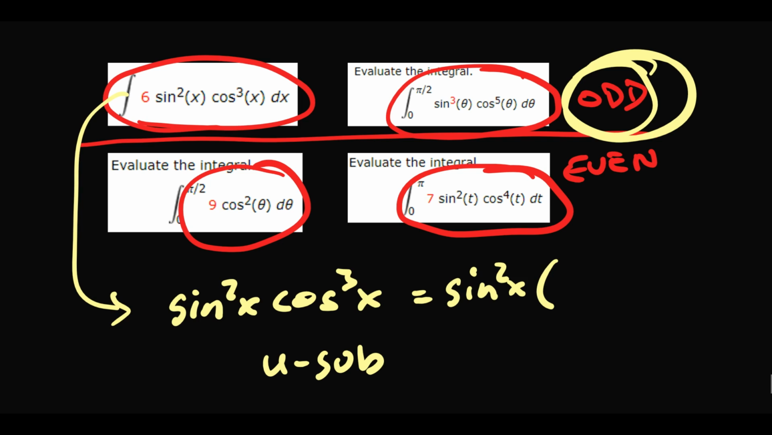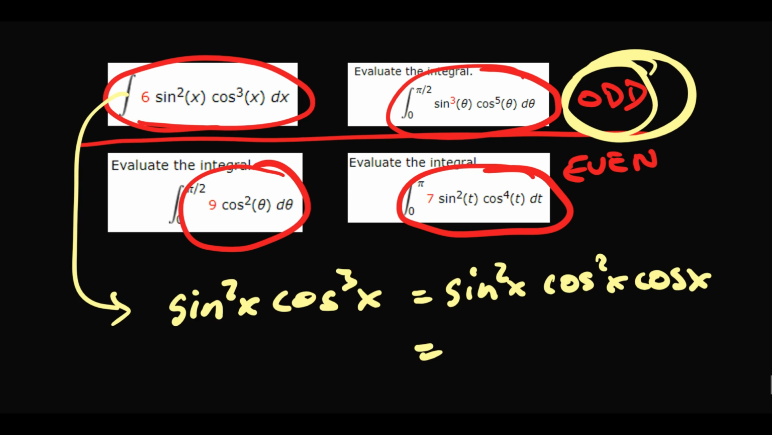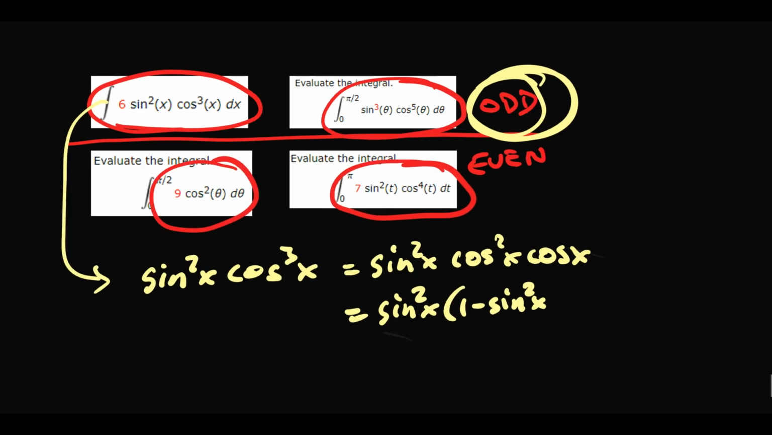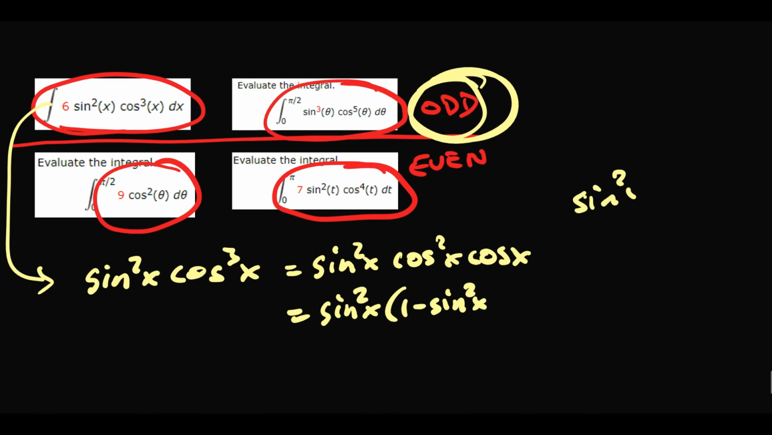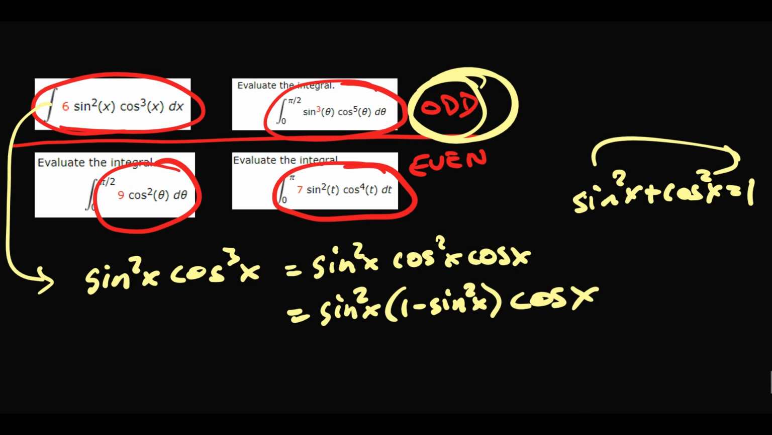So I'm going to take that cosine cubed, and I'm going to make that cosine squared times cosine x. That's cosine cubed, right? We're going to use u sub on this. So now cosine squared is also known as 1 minus sine squared. I'm using the fact that sine squared plus cosine squared is equal to 1. And so if you move the sine squared over, you get cosine squared. And now this is times cosine x.